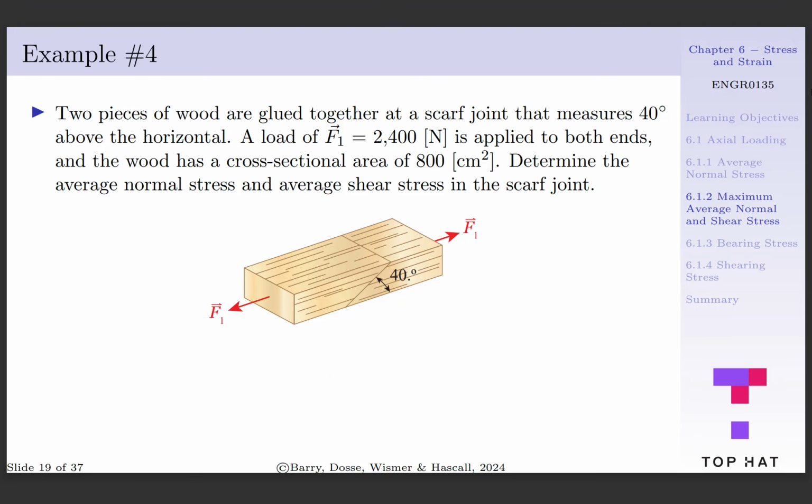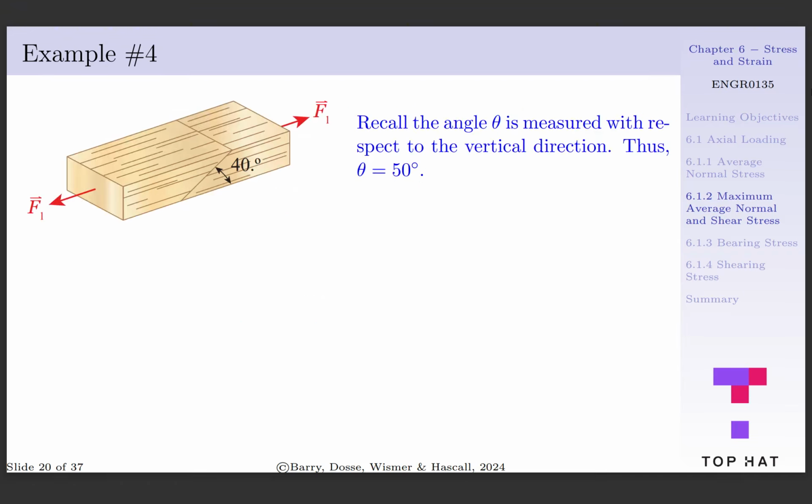To see this in application, let's consider two pieces of wood that are glued together at a scarf joint. Our scarf joint is measured 40 degrees above the horizontal plane. A load of 2,400 newtons is applied to both ends of the system. The wood structure has a cross-sectional area of 800 centimeters squared, and we need to determine the average normal and shear stress in the glued joint. To start, recall the angle theta is measured with respect to the vertical direction. Thus, we subtract 40 degrees from 90 degrees to get theta equal to 50 degrees.